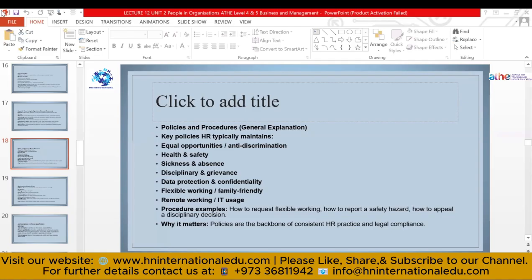Now, the key policies HR typically maintains. Equal opportunities and anti-discrimination, that is, keeping a balance between both genders. Health and safety, to give them maximum protection and availability for health and safety. Sometimes we have small kits available for each and every staff member, which is a good gesture. Sickness and absence: if you're not feeling well, go for the leave. Disciplinary: if someone dies or their relative dies, give tribute. Data protection, because it's even a humanitarian act, basically, that you ask someone, are you okay? Are you fine? Is everything going good?